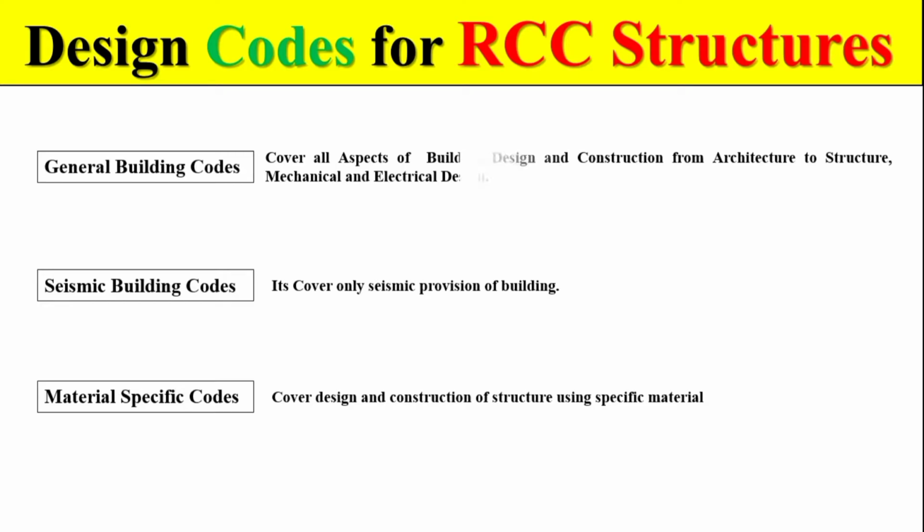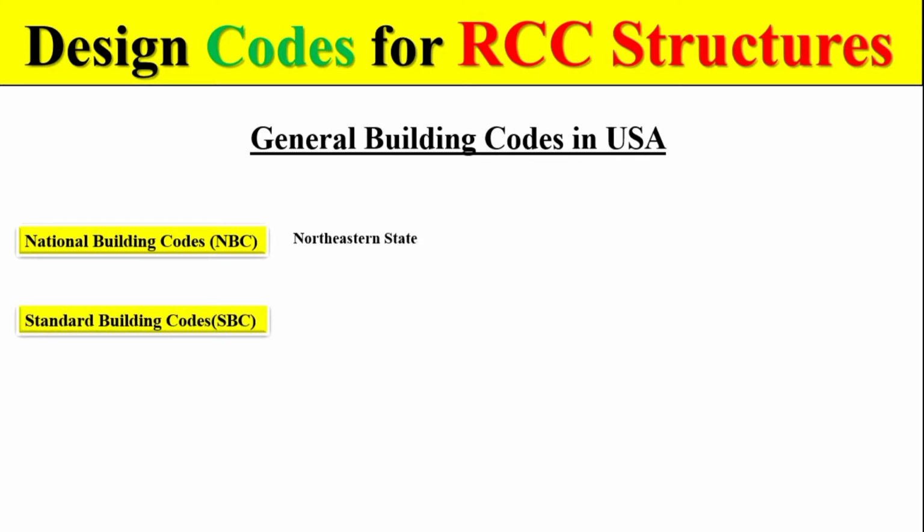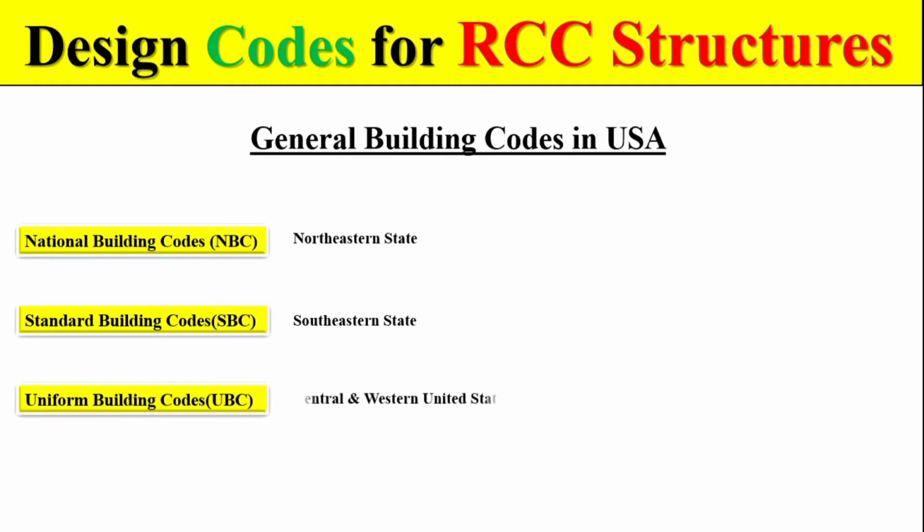Okay, now to study these three codes in more detail, first of all we select the general building codes. What is the beginning of the general building code? Remember, the general building codes were introduced in the USA in terms of the national building codes, which is used in the northeastern states of America, then the standard building codes, and after that the uniform building codes. The standard building codes were used in the southeastern states of America, while the uniform building codes were used in the central and western United States of America.